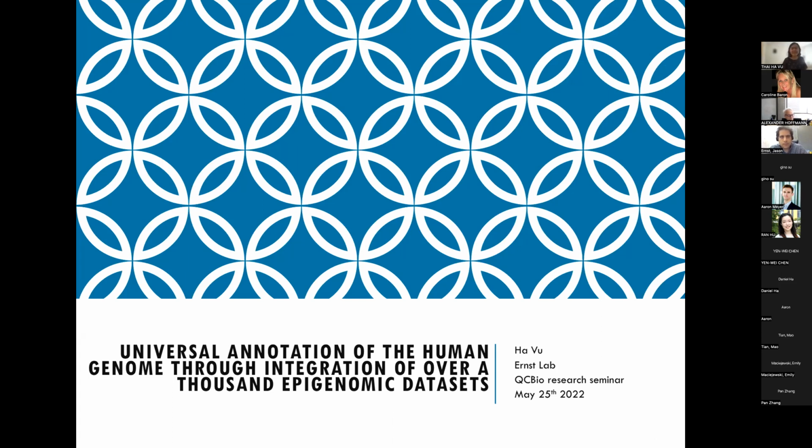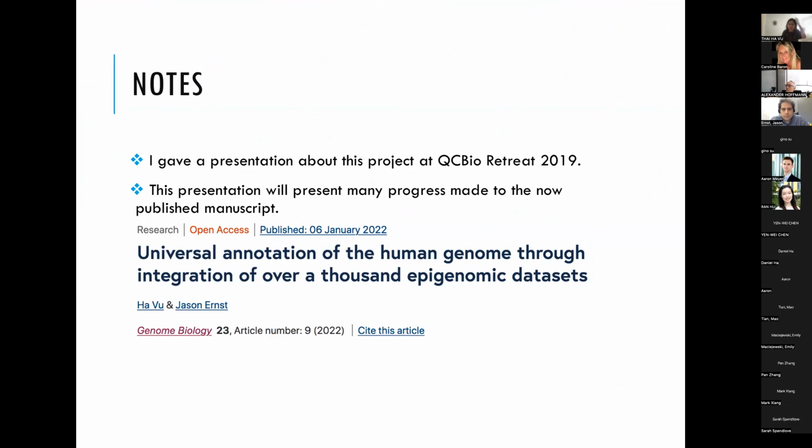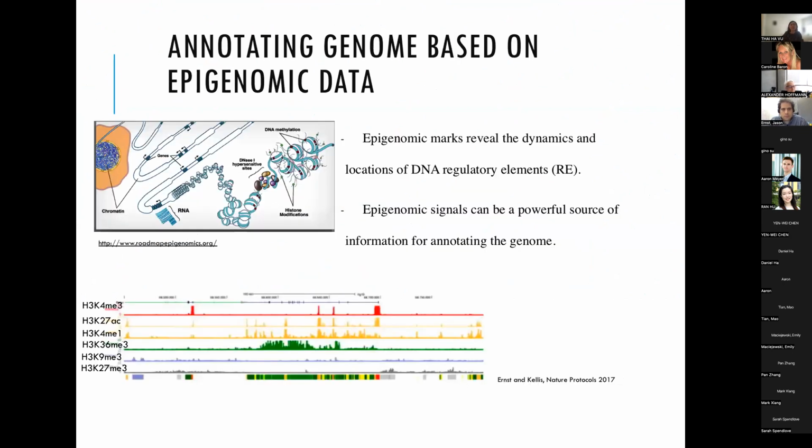Hi, everyone. I'm really happy to share with you about my research project called Universal Annotations of the Human Genome through integrations of over 1,000 epigenomic datasets. Like Jason said, this work has been published. I actually gave a presentation about this particular project at the QCBio retreat in 2019. But since then, we made the manuscript, went through multiple rounds of revision, and it just got published earlier this year. So in this presentation we will try to present more of the progress that we made in the now published manuscript. But first, let me give you a little bit of background about this particular project.